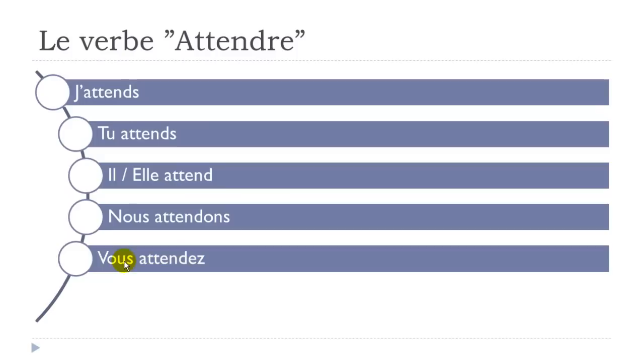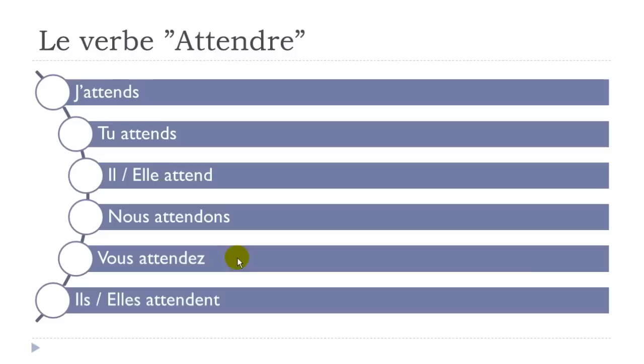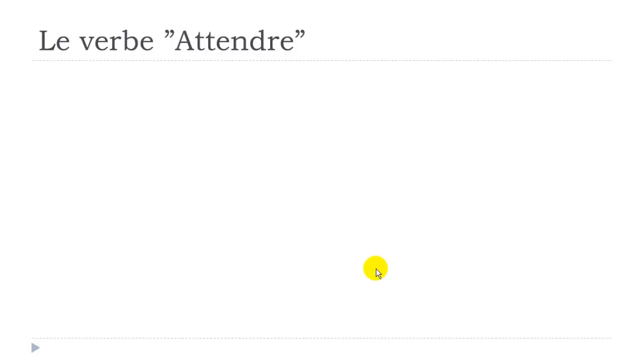Vous attendez, okay? And the last one, same thing, classic ending for il, elle, at the plural form, ENT, but then you don't pronounce them. Il attend, de, okay, so remember you get to pronounce this, de, at the end, okay, elle attend, alright, if you make the link, ils attendent, elles attendent, okay, so let's read them, j'attends, tu attends, il attend, elle attend, nous attendons, vous attendez, ils attendent, elles attendent.